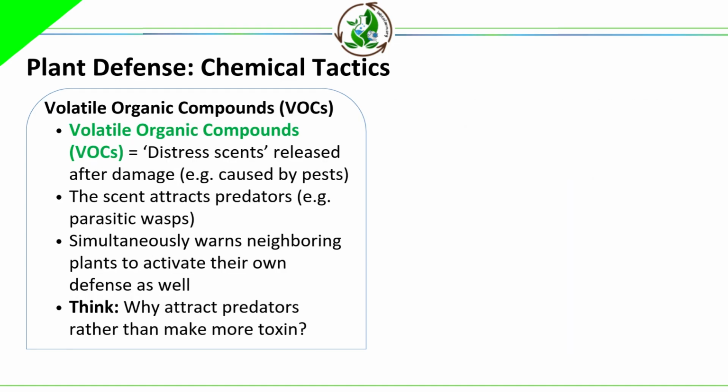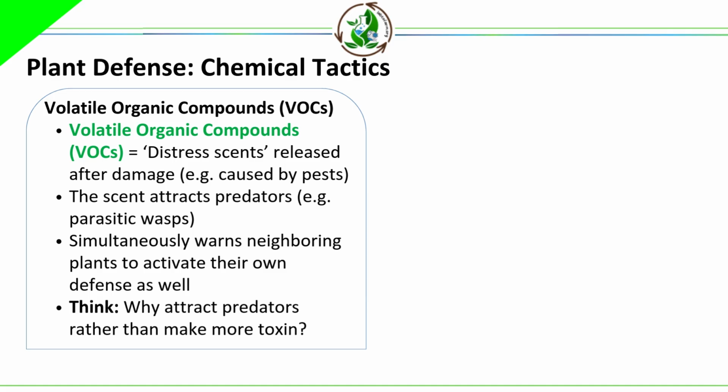Volatile organic compounds, usually shortened to VOCs, are special airborne chemicals that plants release whenever they're damaged. You can think of them almost like plant perfumes, except these scents have a job to do. When a caterpillar chews on a leaf, the plant releases a specific blend of VOCs that drift through the air. Those scents can actually attract helpful predators, like parasitic wasps, that come in and attack the insects causing the damage.